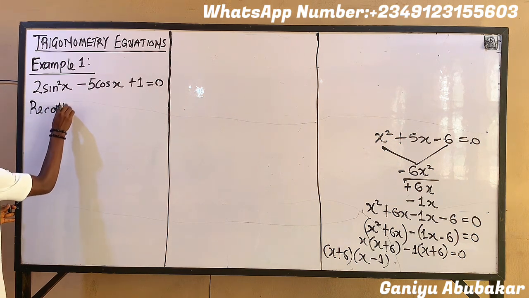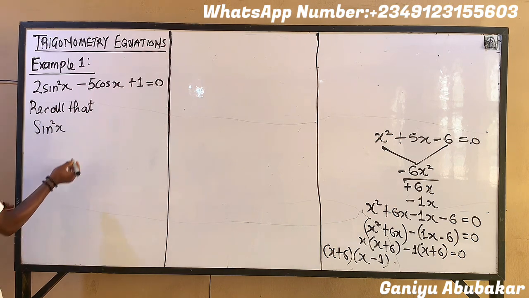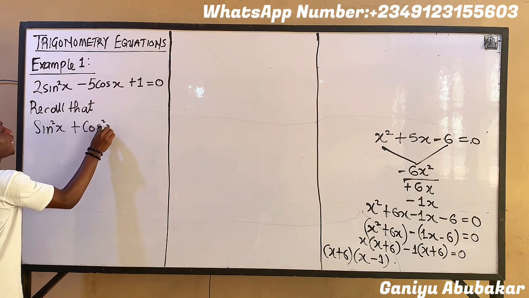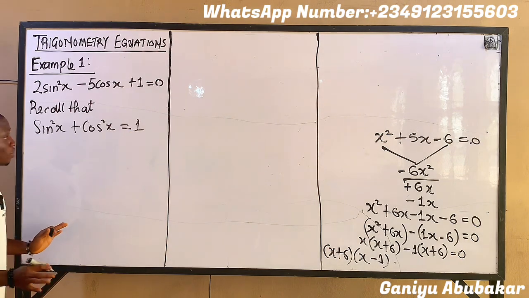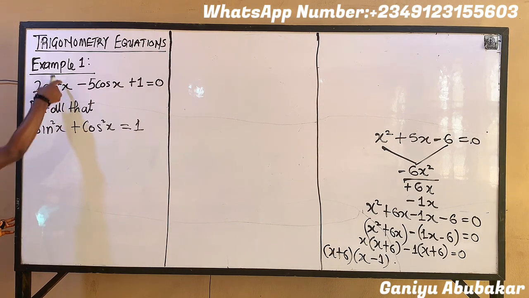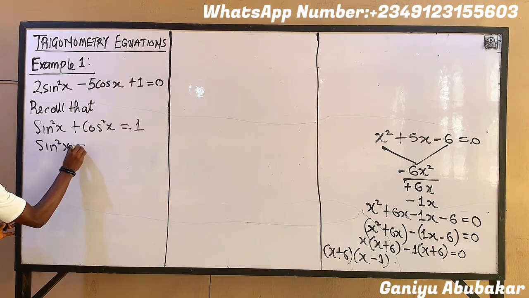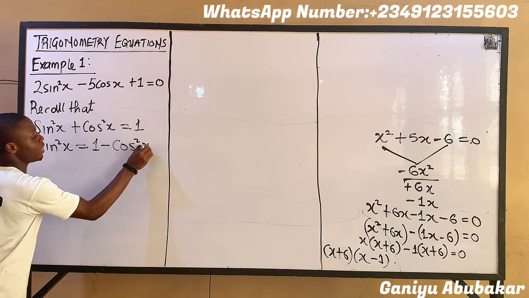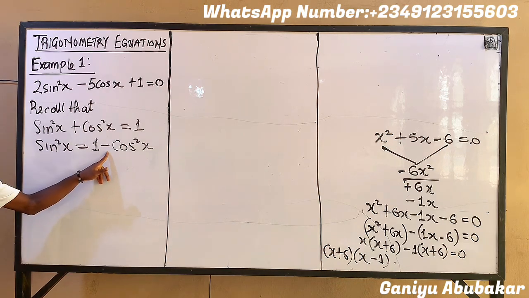So, mind you, at this point, recall from our last class that sine squared x plus cos squared x equals 1. Whether I use theta or x, it's the same thing: sine squared theta plus cos squared theta equals 1. The task now is that I'm seeing sine squared x here, and I want to make it the subject. So sine squared x is equal to 1 minus cos squared x. Anywhere I see sine squared x, I'll replace it with 1 minus cos squared x.